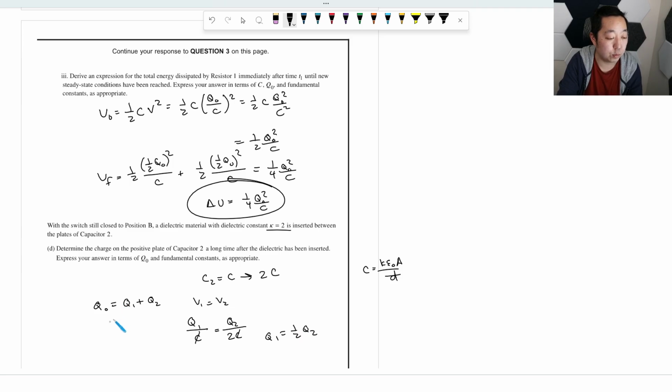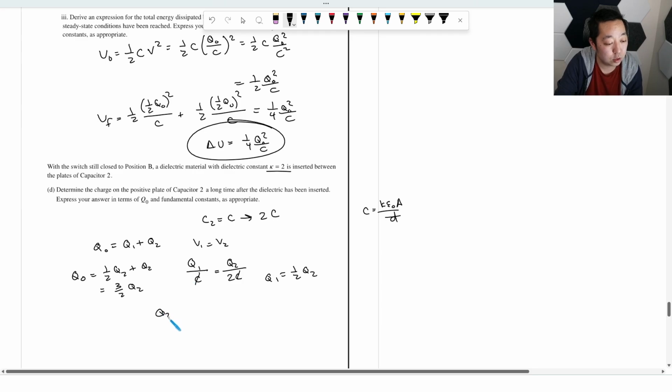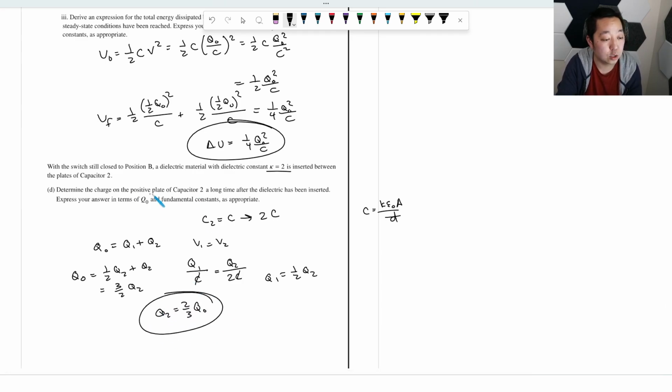And so now we plug that in, we get 1/2 Q2 plus Q2 is equal to Q0. This is 3/2 Q2. So then Q2 is going to be 2/3 Q0. That's the charge on capacitor 2.